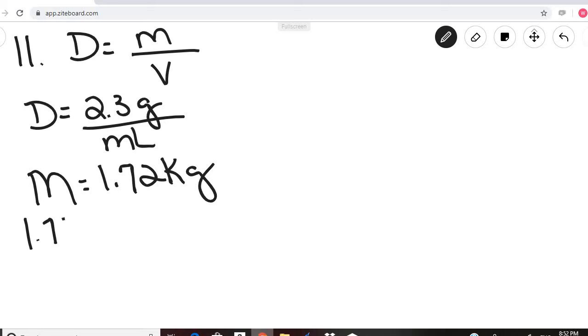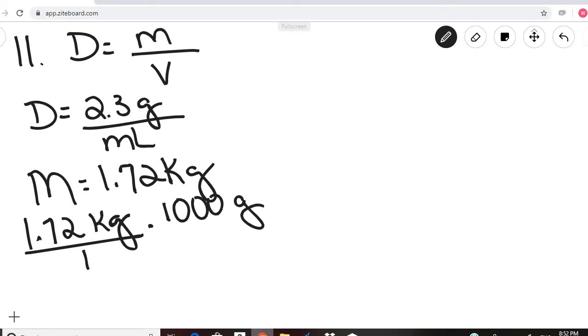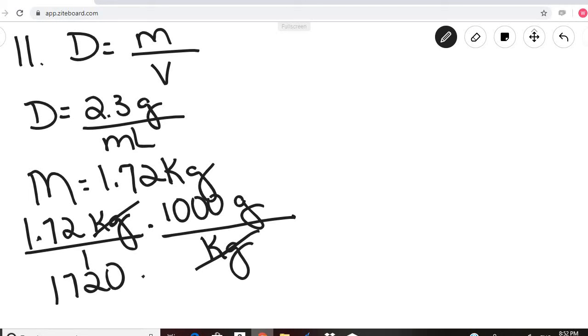So 1.72 kilograms over 1. And we want to end up with grams, so grams is going to go on the top, and there are 1,000 grams in a kilogram. So the kilograms are going to cancel. So then the mass is 1,720 grams. Okay, that's the mass. And we need to solve for volume.